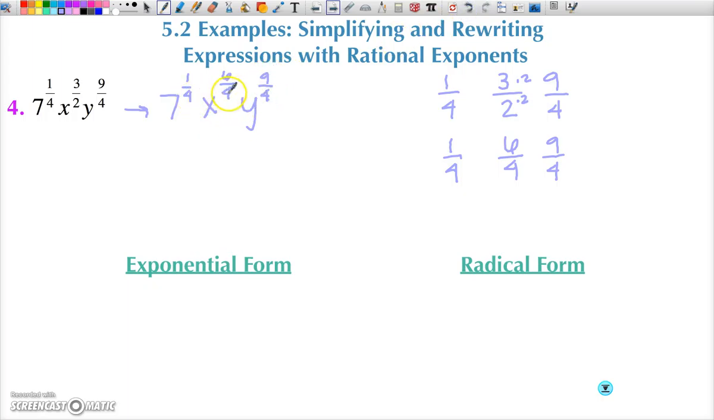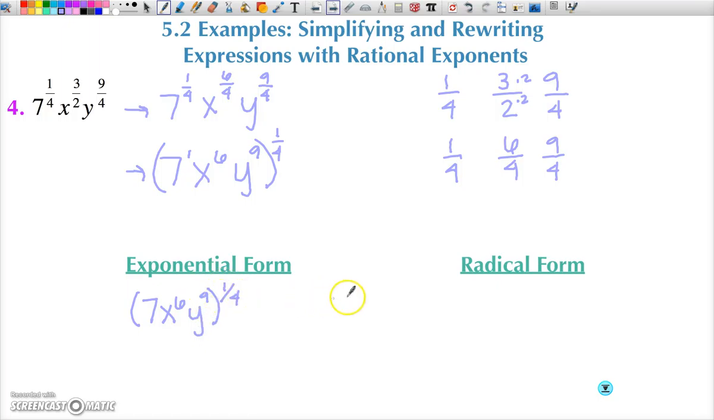Well, you notice that each one is being divided by 4, right? So what we're going to do then is say that we have 7 to the 1st power times x to the 6th power times y to the 9th power, and we're raising that all to the 1/4 power because 4 is the denominator. So when we're writing this in exponential form, we're not going to write the 1 on the 7. It's not formal. It's pretty informal. And we want our formal answers. So 7x to the 6th, y to the 9th, raised to the 1/4 power.